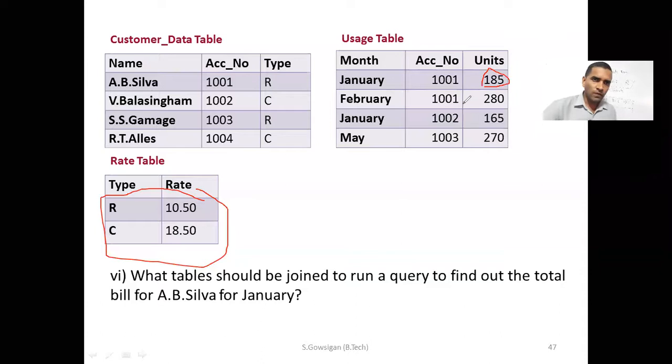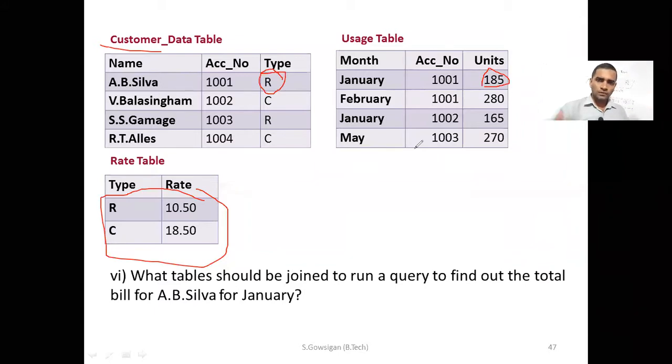So where can we find the type for AB Silva? In the customer data table. Look here, in the customer data table we find the type as R. So without referring to the customer data table, you cannot calculate. So I come back to my question.